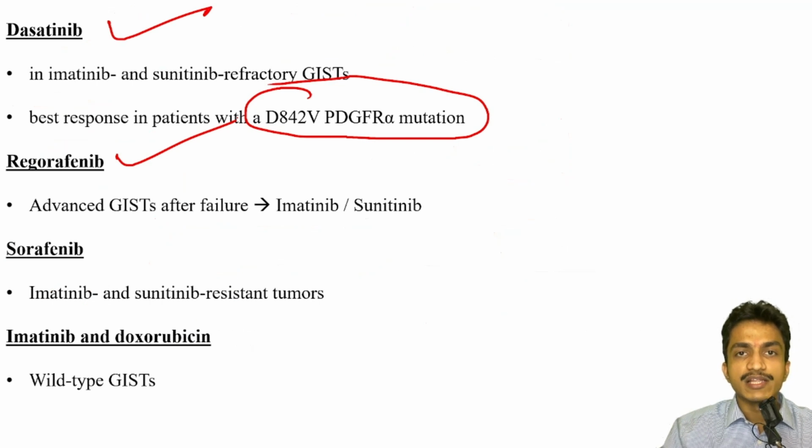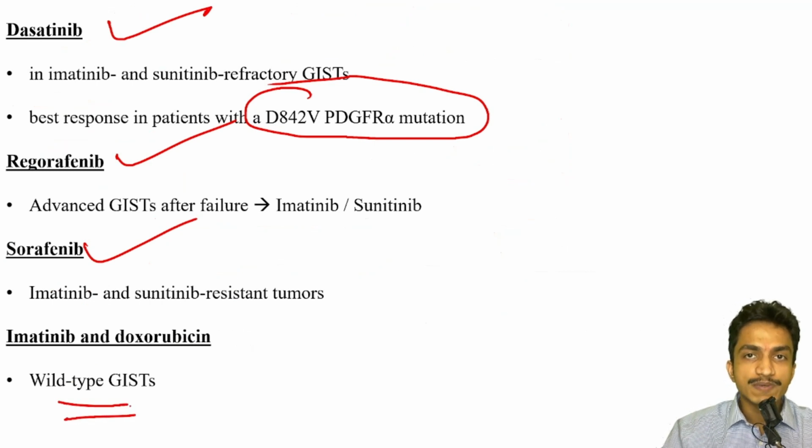For Imatinib and Sunitinib resistant tumors, we can also use Sorafenib. And for wild type GIST, that is no specific mutations, we usually give combined Imatinib and doxorubicin.